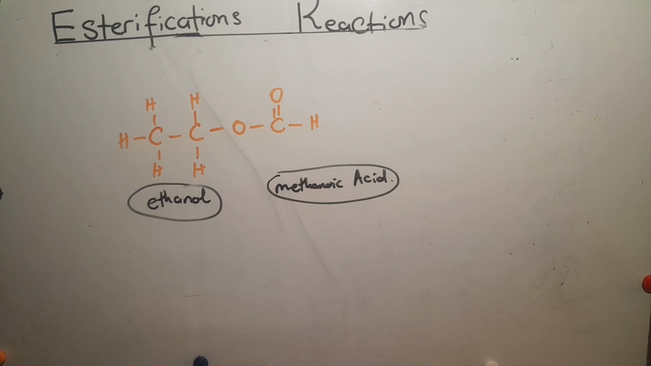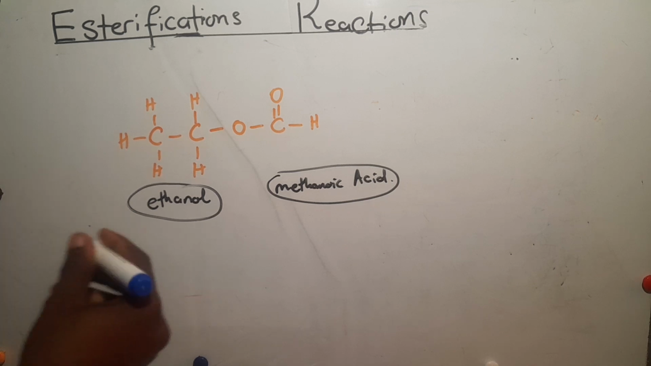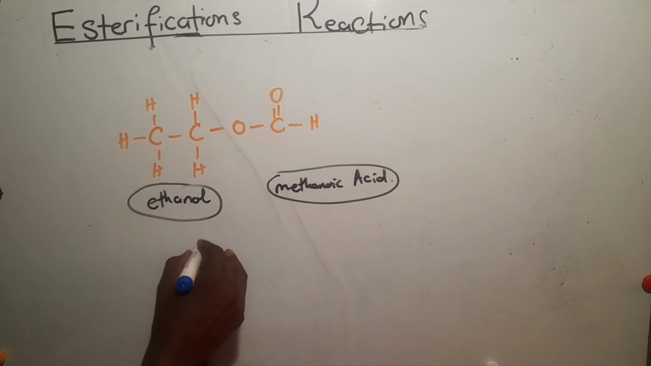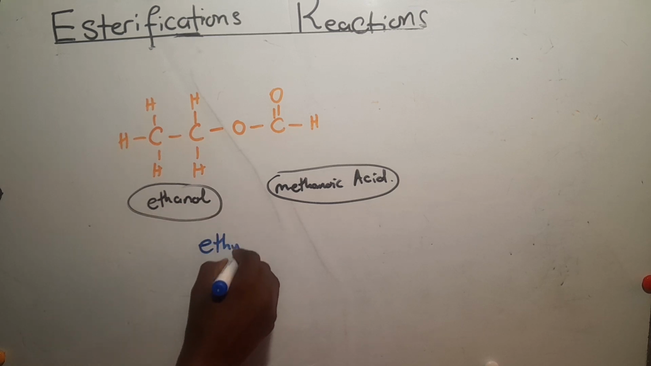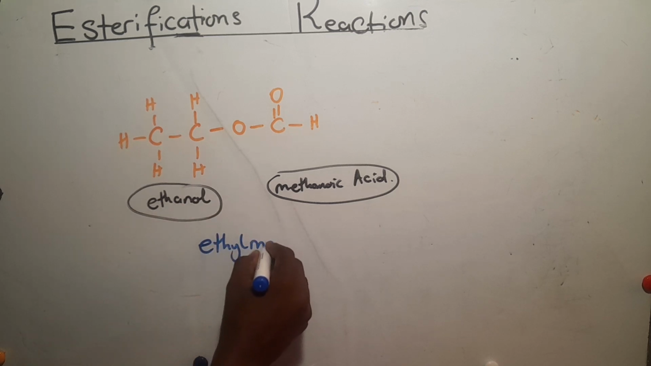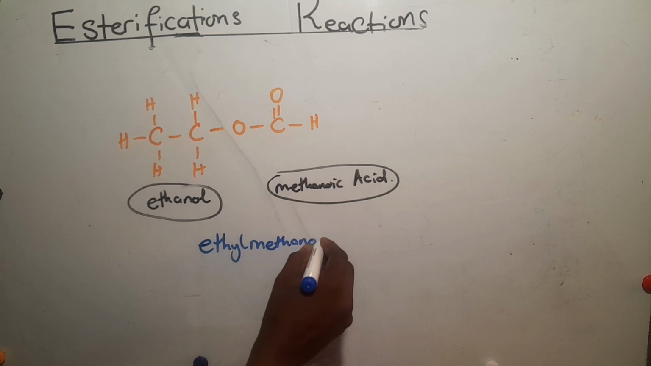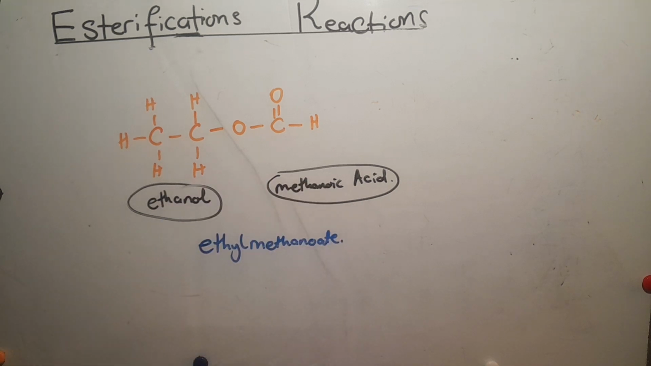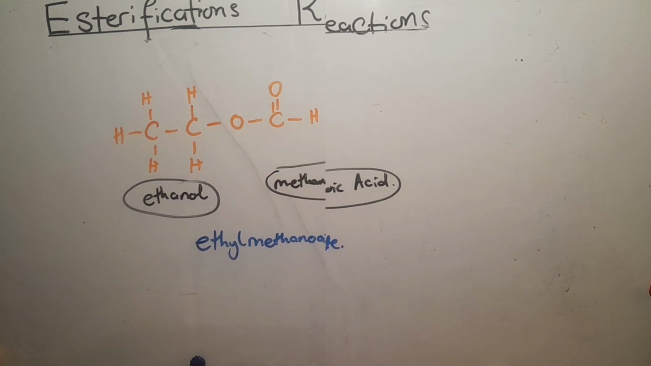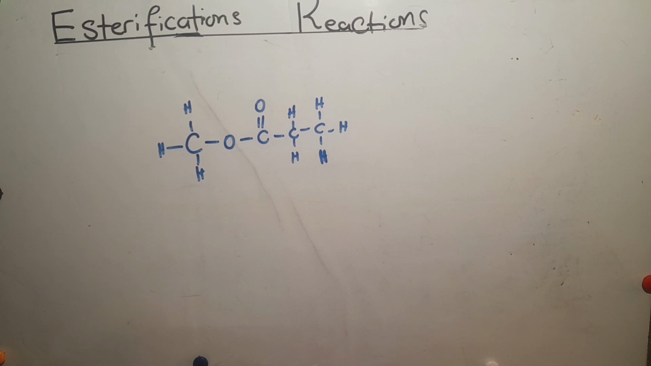And naming this now, we just put everything together. We've said we first name the alcohol, so this is ethyl methanoate, as simple as that. So we're having this compound. Do you want to try it?